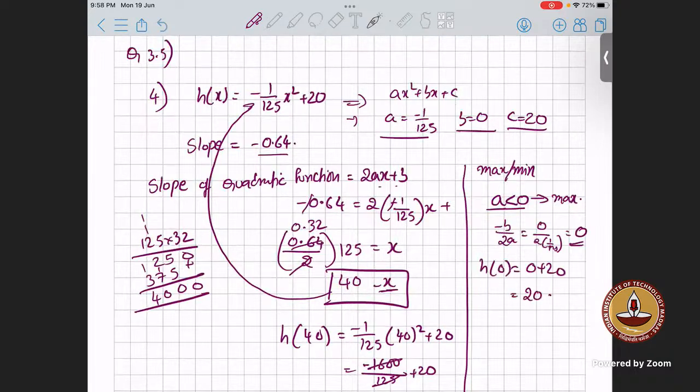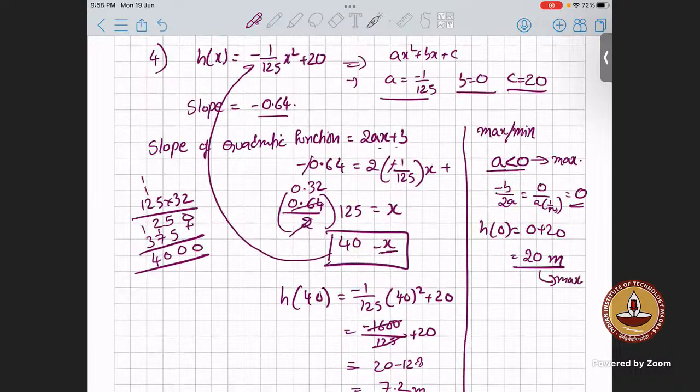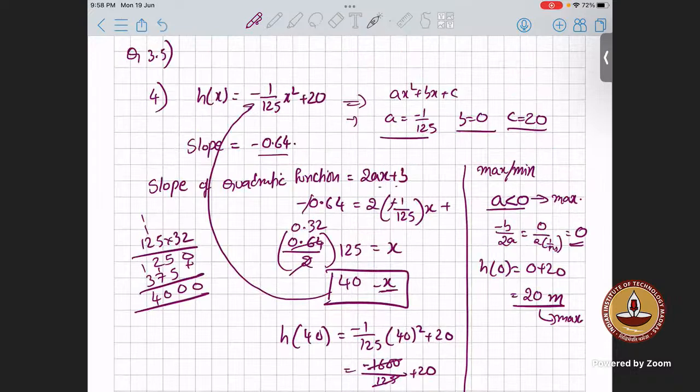Are you getting the point? This is the maximum. And the option saying the maximum height reached by the player's head is something else is wrong, because 7.2 we already calculated. So A and B are correct. Agree?